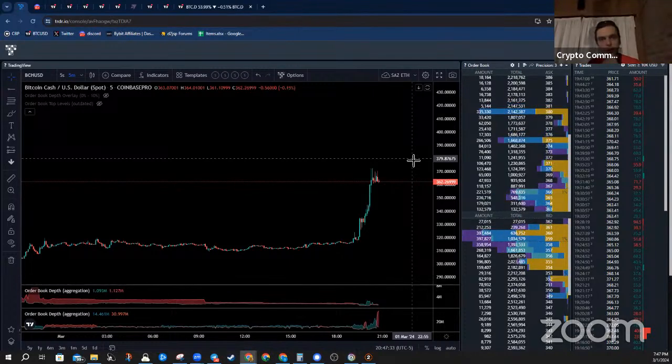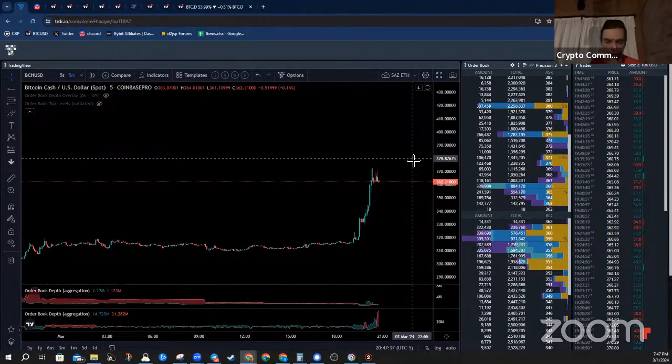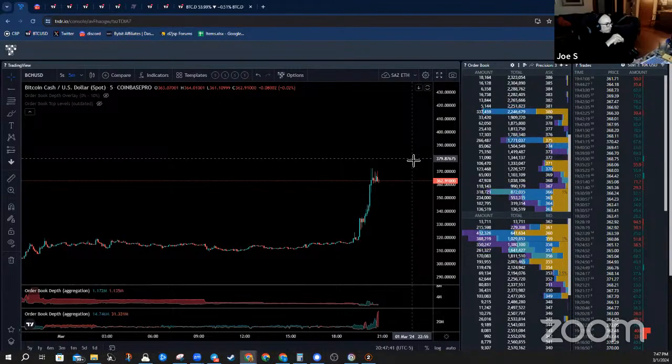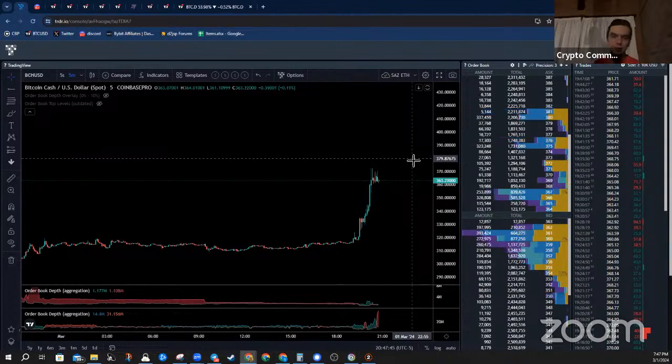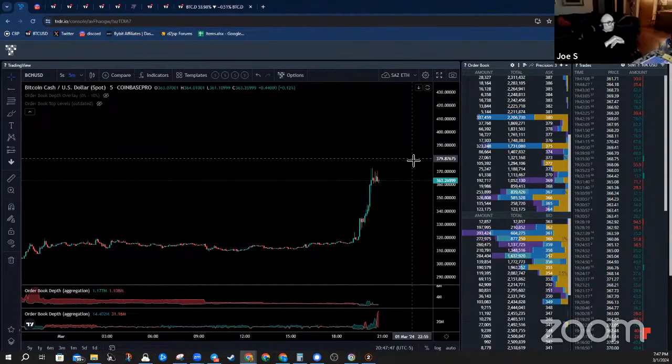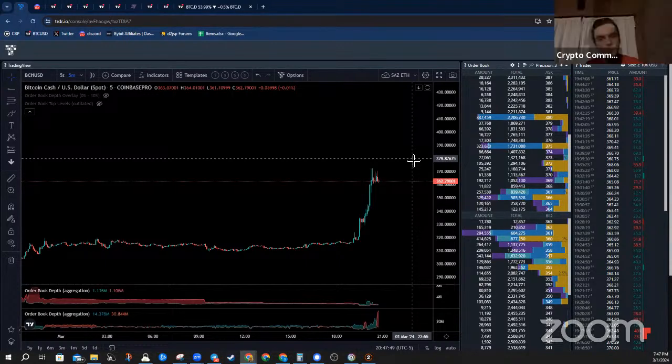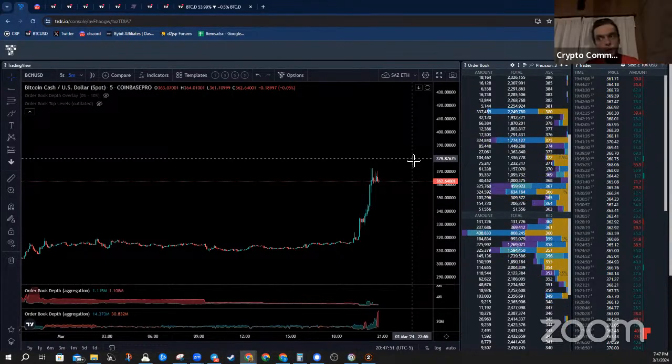How to say it? Damn, I forgot the word. Yeah, it's like a leading indicator. Usually it's a leading indicator, not for a pump or a dump, guys, but at least for a sideways move and for some level of resistance or support.